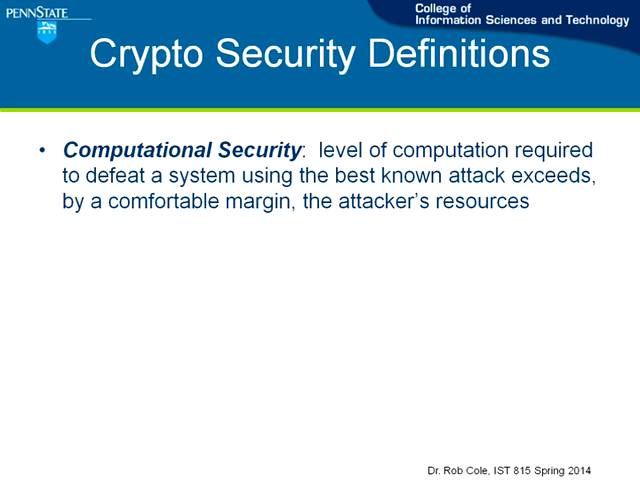Computational security, sometimes called practical security, measures the amount of computational effort required to defeat a system using the best known methods. If this amount exceeds, by some comfortable margin, the amount of resources available to an attacker, then we say that a system is computationally secure. Methods in this class may be related to hard problems like in the provable security class, but in this case, no equivalence proof exists.